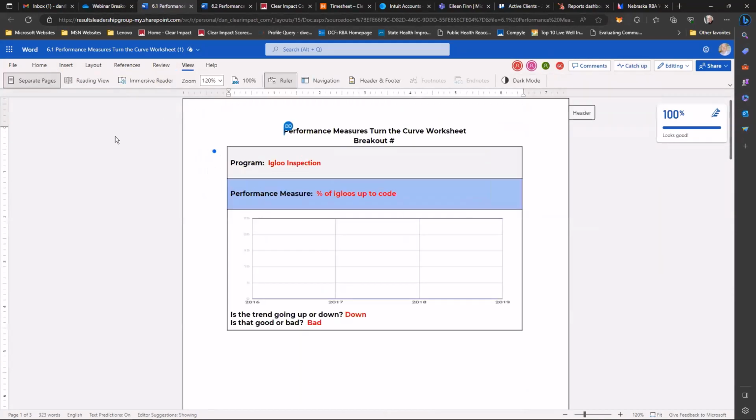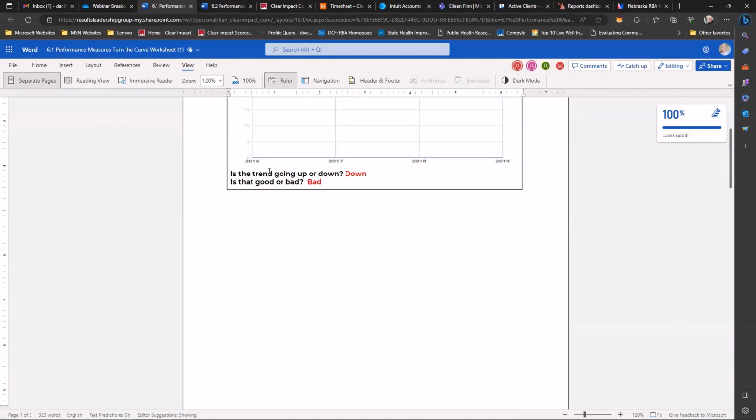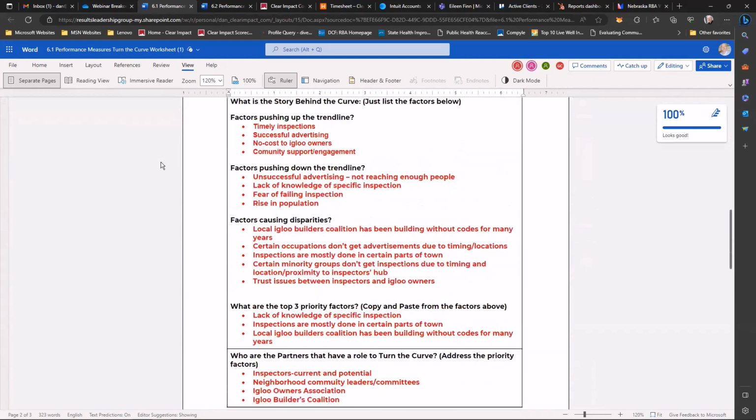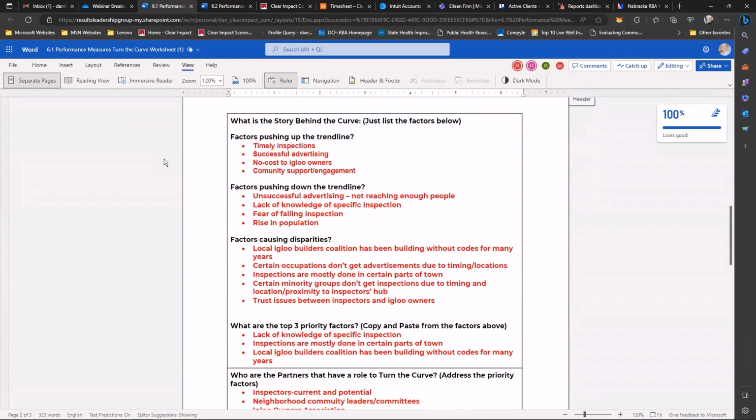So obviously we're looking at igloo inspections, and then our performance measure, percentage of igloos up to code, is what we are going to be looking at. Trend is currently going down, and that is not good. The things that are affecting that trend line are timely inspections, successful advertising, the cost to igloo owners, and then the level of community support or engagement, and that peer pressure thing to get it done within the community, you know.